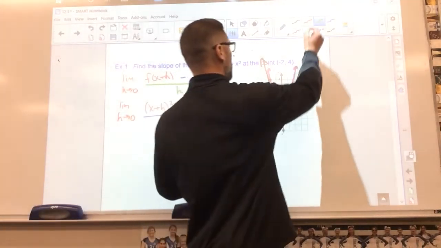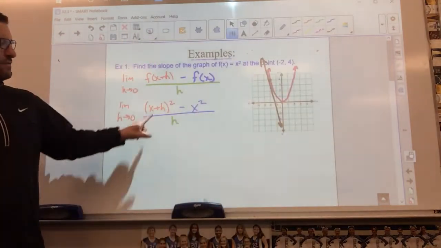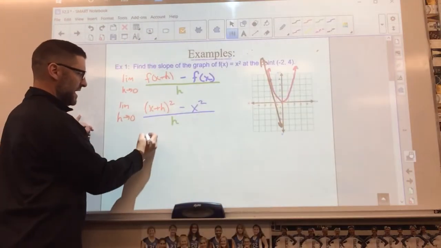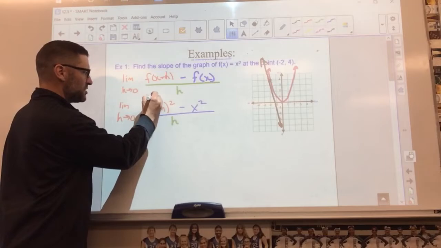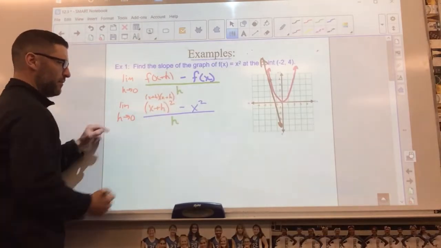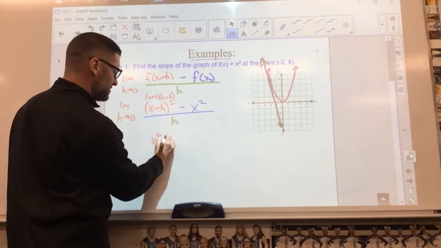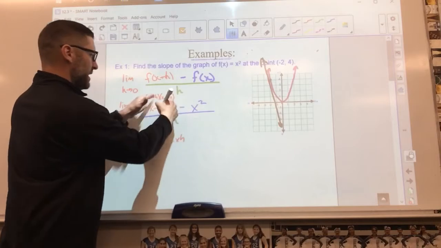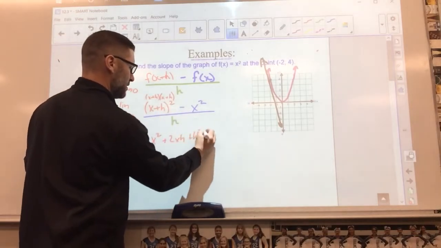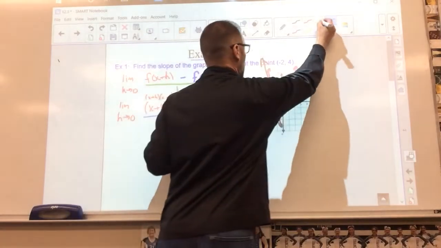Okay, what we would like to be able to do now is simplify this. So what I'm going to do first is FOIL this out. This is x plus h times x plus h. Write it up here, and I'm going to FOIL. That's x squared, xh and xh is 2xh, h times h is h squared, minus x squared, all over h.